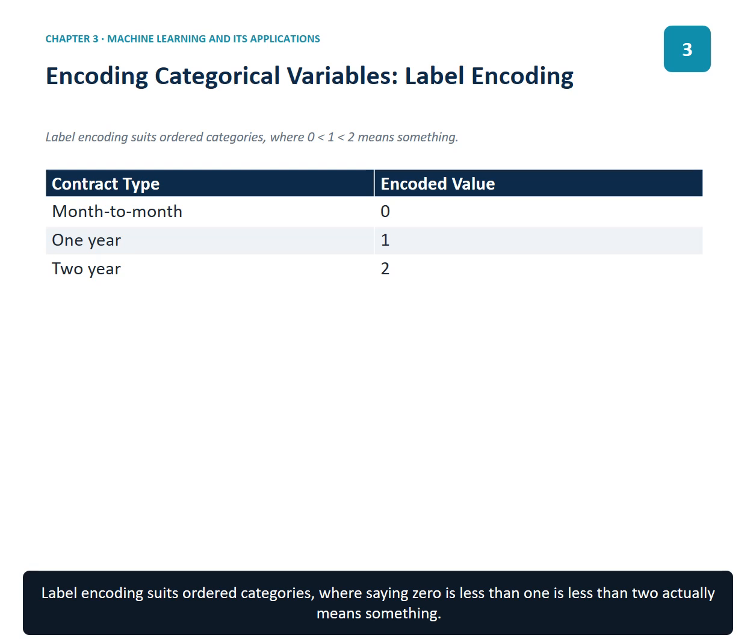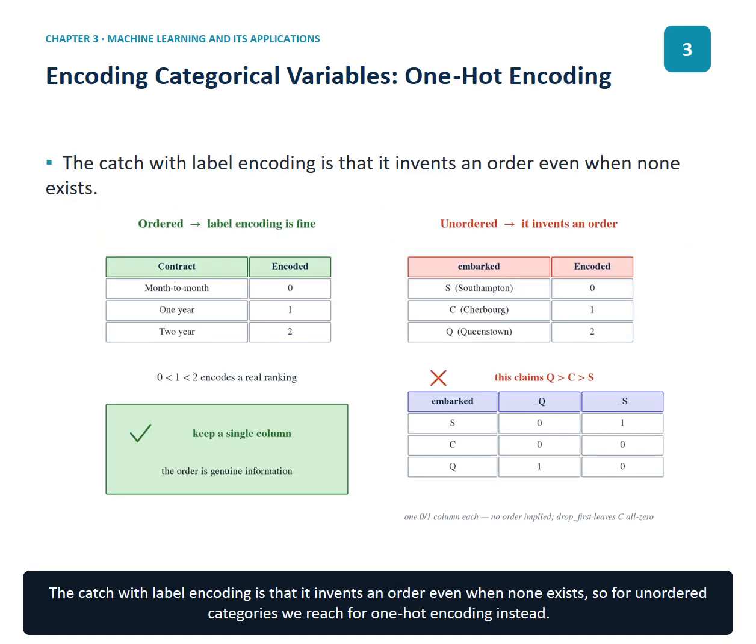Label encoding suits ordered categories, where saying 0 is less than 1 is less than 2 actually means something. The catch with label encoding is that it invents an order even when none exists, so for unordered categories, we reach for one-hot encoding instead.